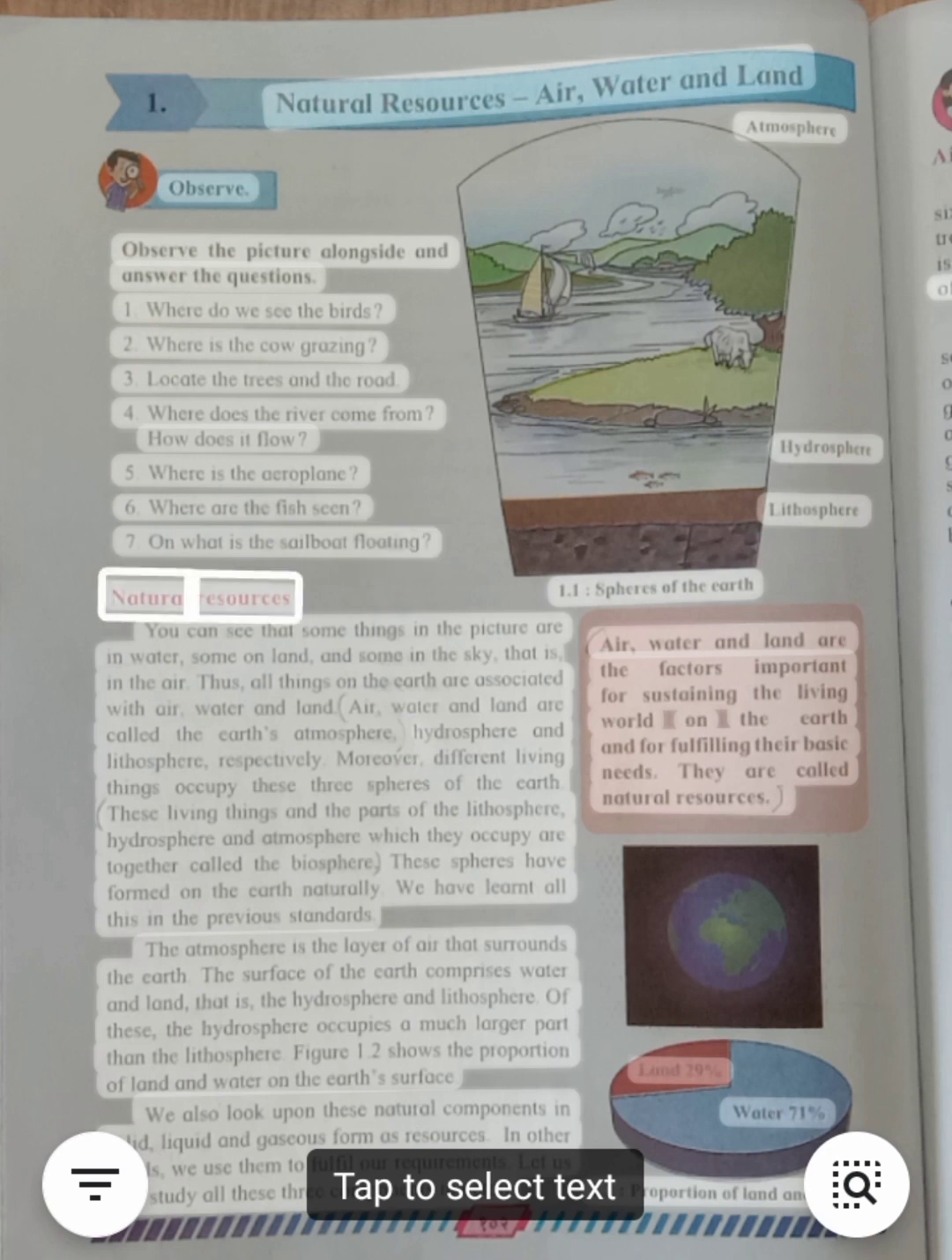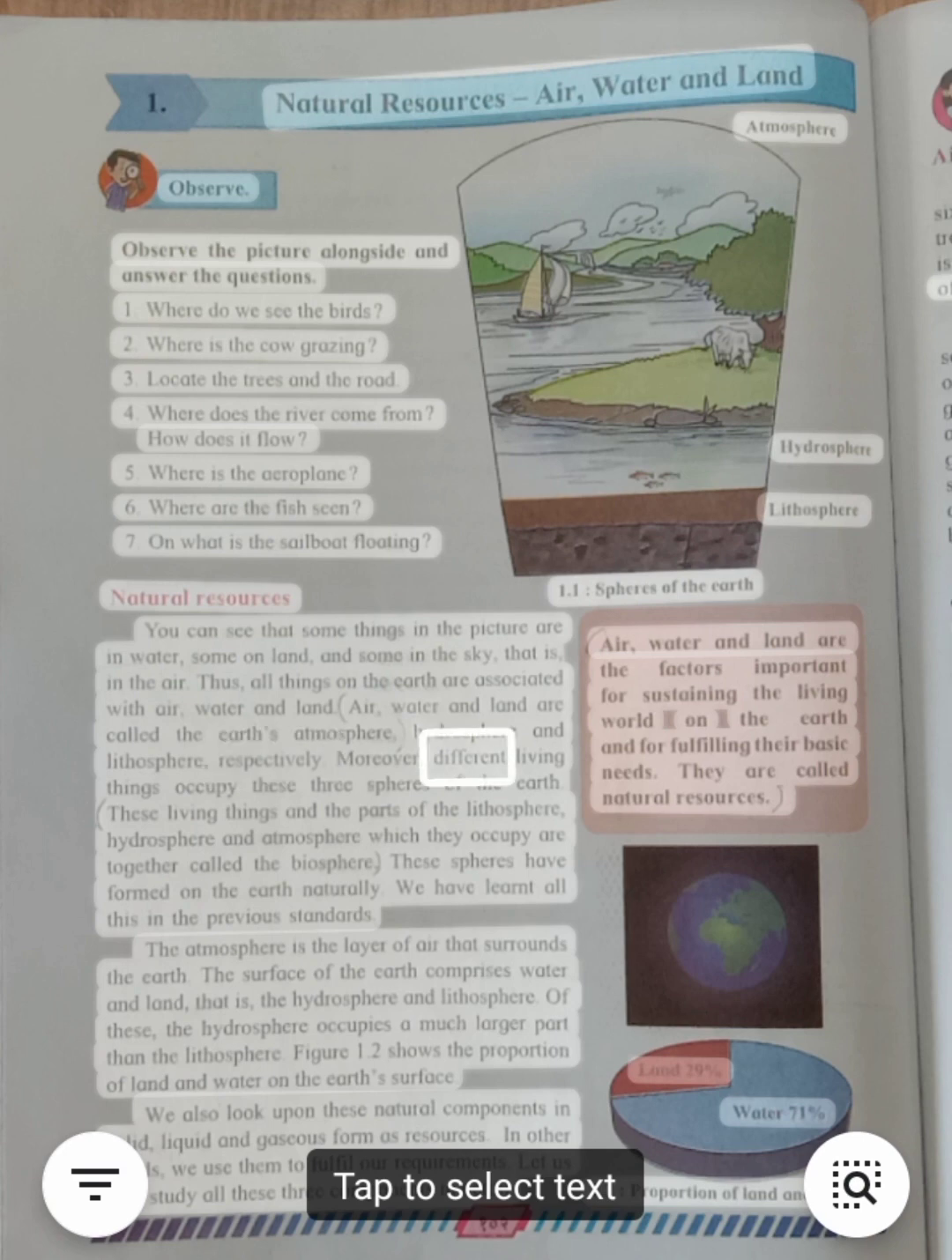Natural resources. You can see that some things in the picture are in water, some on land, and some in the sky, that is, in the air. Thus, all things on the earth are associated with air, water and land. Water and land are called the Earth's hydrosphere and lithosphere, respectively, and air is the atmosphere.